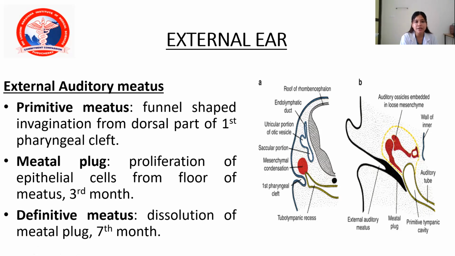First, the primitive meatus is formed as a funnel-shaped invagination from the dorsal part of the first pharyngeal cleft. Meatal plug will form by the proliferation of epithelial cells present in the floor of the first pharyngeal cleft. Dissolution of the meatal plug will form the definitive meatus at about 7 months of embryonic life.